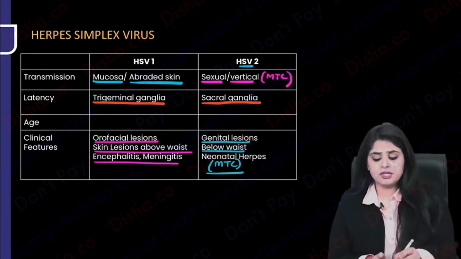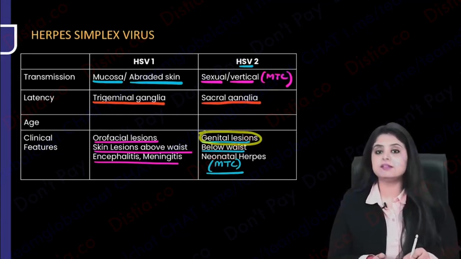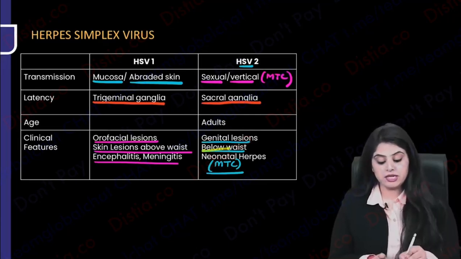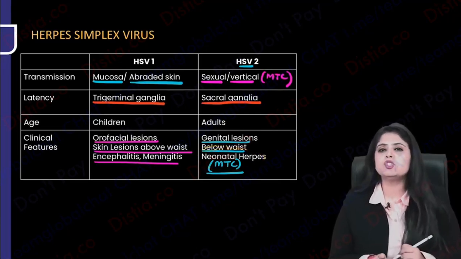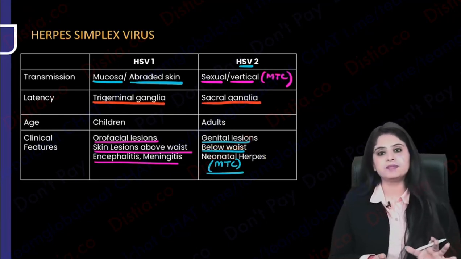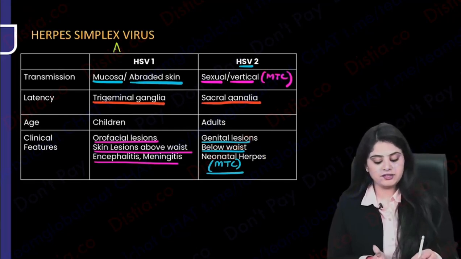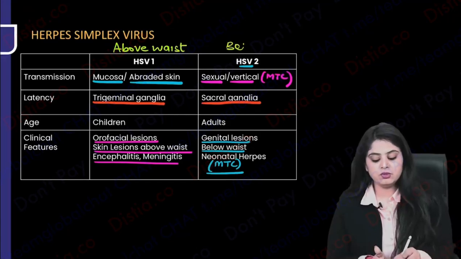Age group is also simple. When you're talking about genitals, of course, you're talking about sexual, so you're talking about adults. So HSV2 genital is in adults, unless you're talking about neonatal, then that is different. But HSV1 becomes more common, not in children, but in younger people, I would say. So if you have just learnt the very simple trick that HSV1 is everything above the waist and HSV2 is below the waist, life becomes much simpler.